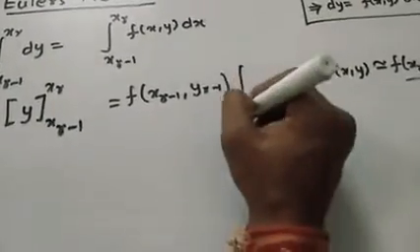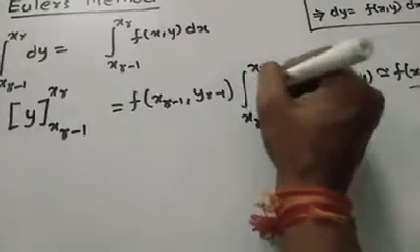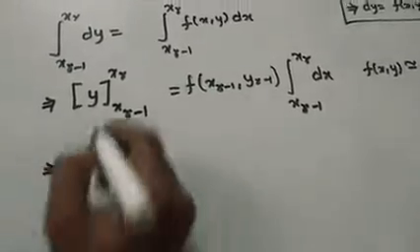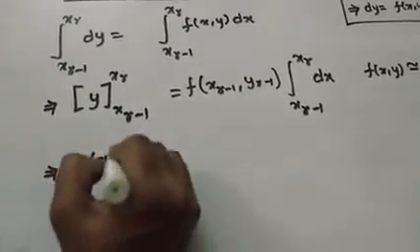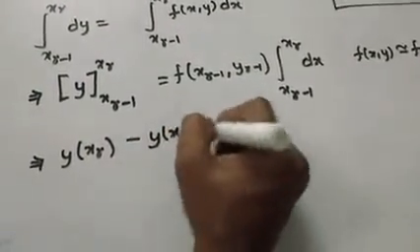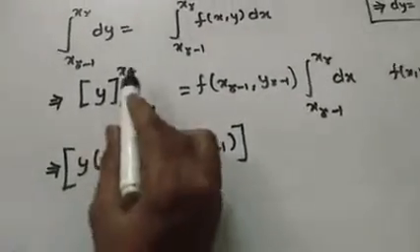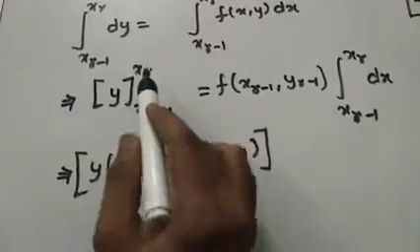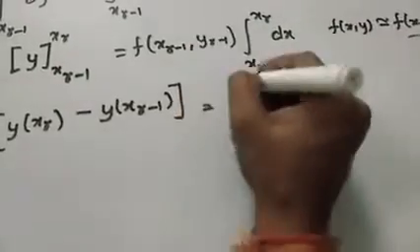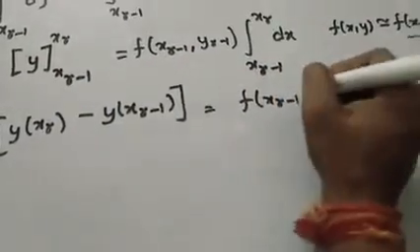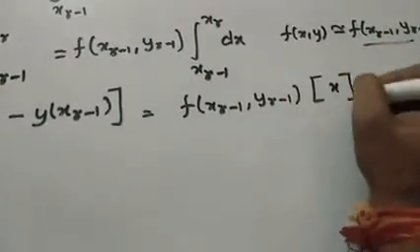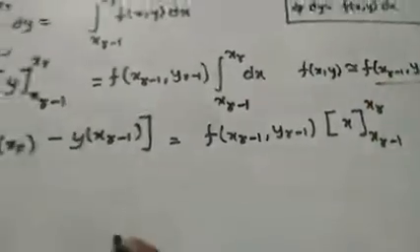Now integrating over xr minus 1 to xr dx. Okay, so now putting the upper limit, that means y of xr minus the lower limit y of xr minus 1. Upper limit y, putting the upper limit, that means putting the value of y at the point xr, minus y of xr minus 1. Here f of xr minus 1 comma yr minus 1, integration over dx is x, from xr minus 1 to xr.